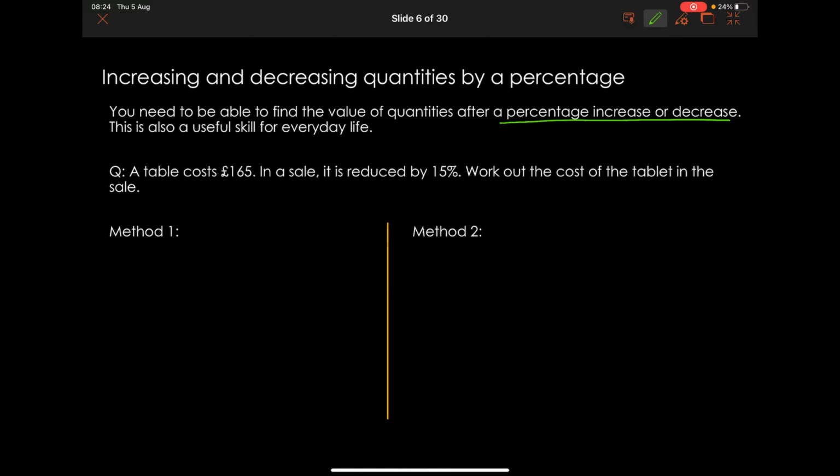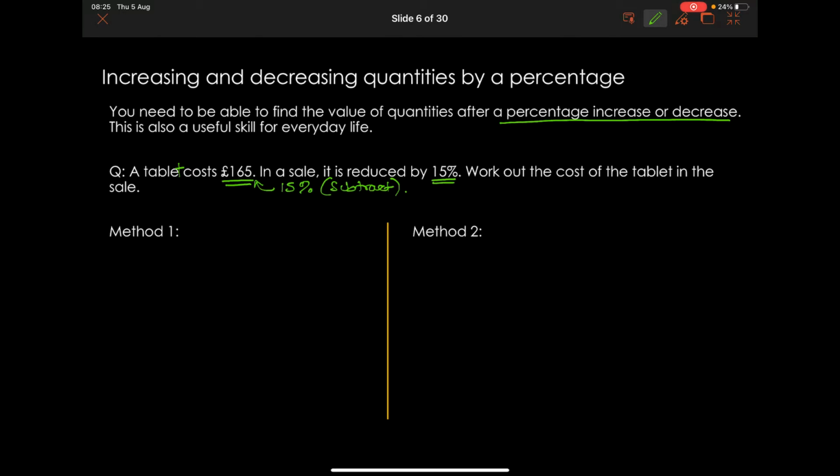So here's an example, and it says that a tablet costs £165. In a sale, it is reduced by 15%. Work out the cost of the tablet in the sale. Now, both of these methods are going to involve a calculator method, so don't panic too much. However, the basics of this is it's saying that it first cost £165, then there was a 15% discount. So what you've got to do is find 15% of this and then subtract, because it's a discount, okay?